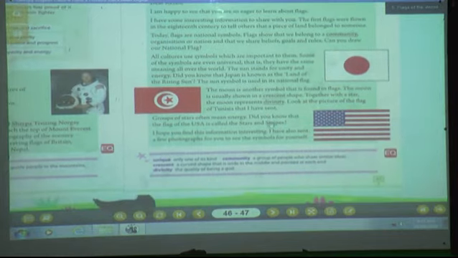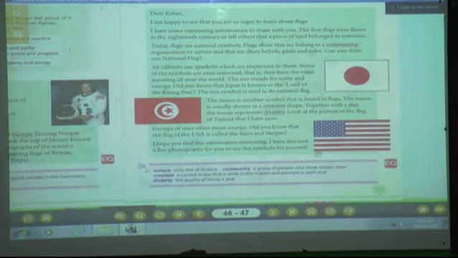And then she is telling that I hope you find this information interesting. I have also sent a few photographs for you to see the symbols for yourself. And at last she is telling that I hope whatever information I have sent to you, you find interesting. And along with this letter, I have also sent you some photographs for you to see the symbols for yourself. Now students, turn to page 48.